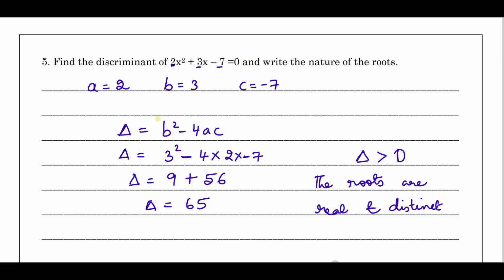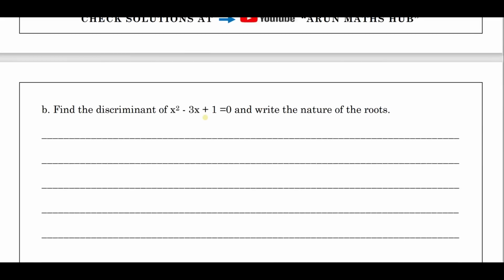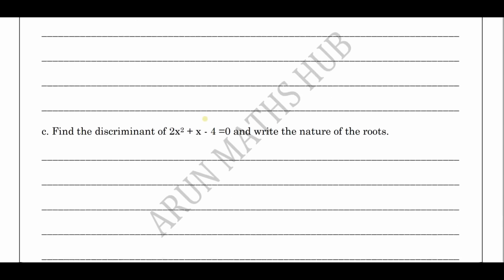Delta equals what? The discriminant delta equals b square minus 4ac, that is 3 square minus 4 into 2 into minus, and minus into minus becomes plus. 9 plus 56 is 65. If delta is lesser than 0, that means the roots are not real. If delta equals 0, the roots are real and equal. In the same way, similar questions, do find out.